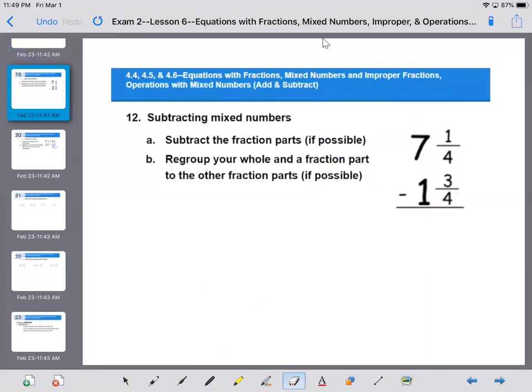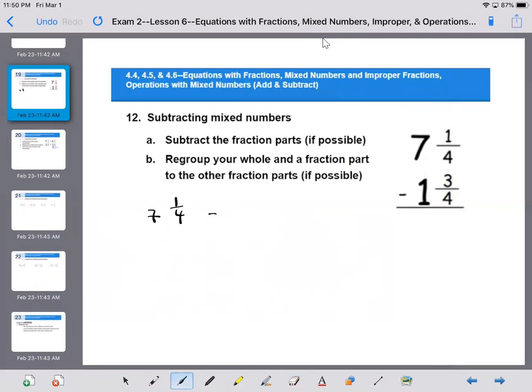Now the thing with subtraction, like I said, if you do that process, you can see that you could subtract 7 minus 1, but the problem is now you've got 1/4 take away 3/4, and that would end up putting you in a negative. So when we're working with this, you can do this horizontally or you can do this vertically, and I'll show you both ways here.